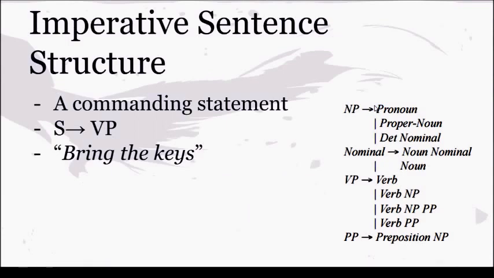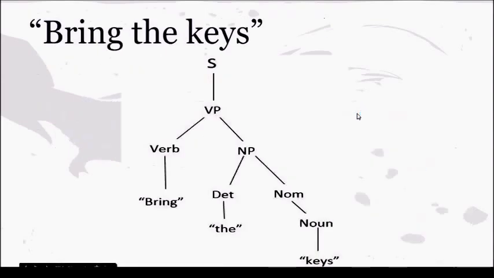The second type of sentence structure is called imperative. This is basically a commanding statement. For example, bring the keys. When it is an imperative statement, S will just have VP because the sentence will generally start with a verb. Again, this is an example of the CFG parsing the example above.